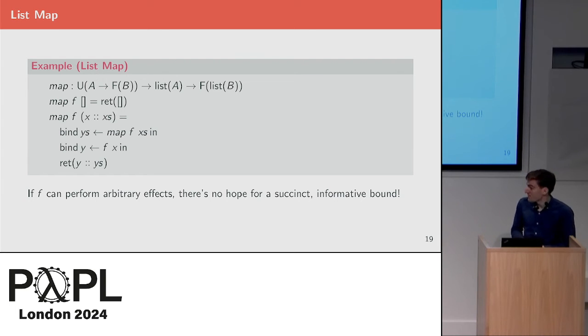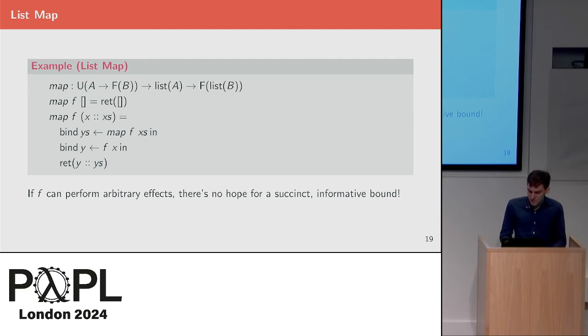Now let me bring us back to list map from the very beginning. This is adjusted for call by push value now. As I mentioned before, if f is allowed to perform arbitrary effects, there's really no hope for doing anything good. It's possible that f could be flipping coins or messing with mutable state. The order in which the recursive calls happen could matter. It's not really tenable to expect a good bound.